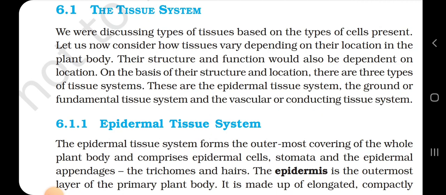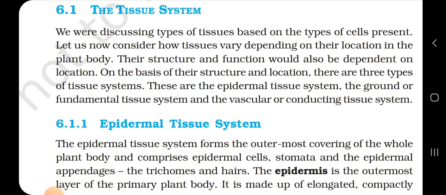6.1 The tissue system. We were discussing types of tissues based on the types of cells present. Let us now consider how tissues vary depending on their location in the plant body. Their structure and function would also be different based on the location. On the basis of their structure and location, there are three types of tissue system. These are the epidermal tissue system, the ground or fundamental tissue system, and the vascular or conducting tissue system.